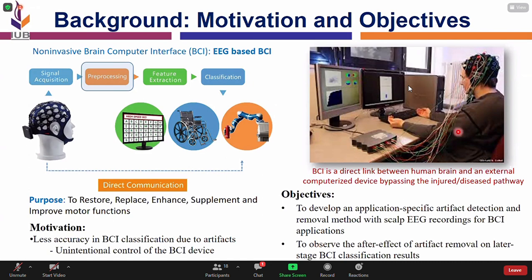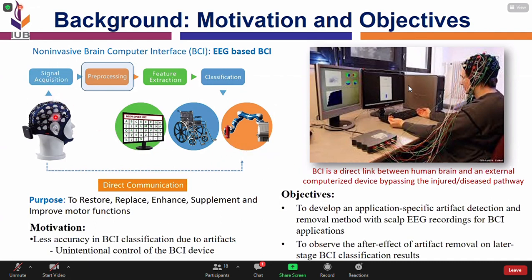So what's the motivation? Basically, non-invasive brain-computer interface or EEG-based BCI. BCI is nothing but a direct link between the human brain and an external computerized device, bypassing the injured or the diseased pathway. It is motivated from the fact that if a person cannot use the motor function in a typical way, because of some injury or any accident or any neurological disorder, we are going to use some bypass path.